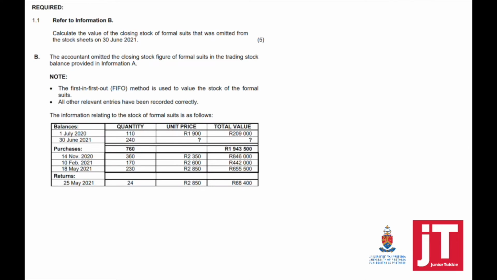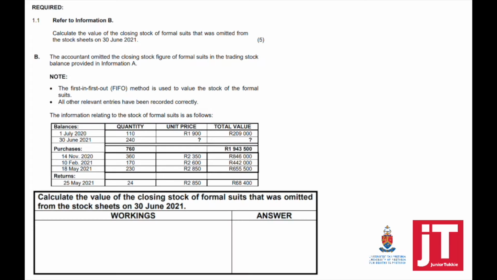If we look now at question 1.1, refer to information B. Calculate the value of the closing stock of formal suits that was omitted, it means left out, from the stock sheet on 30 June 2021. Using FIFO, it means that we need to use first in, first out. So on your answer booklet, you would have the workings and then your final answer.